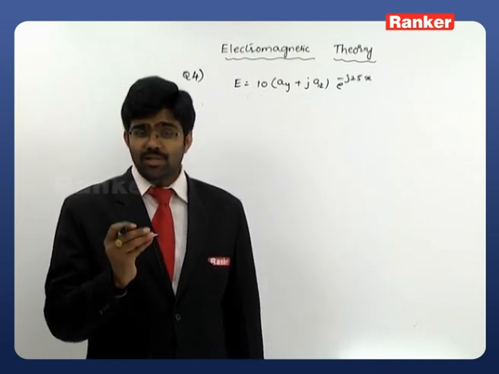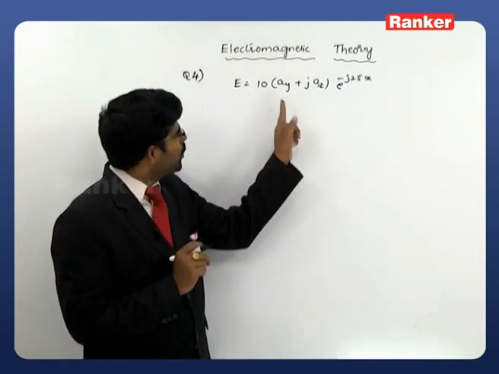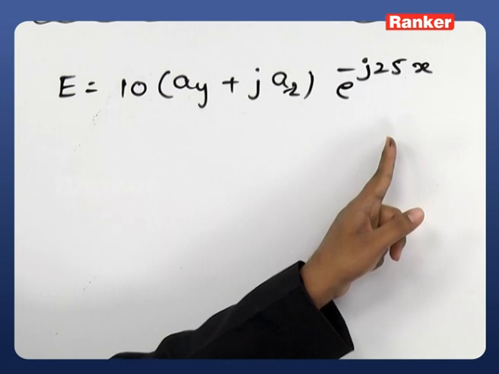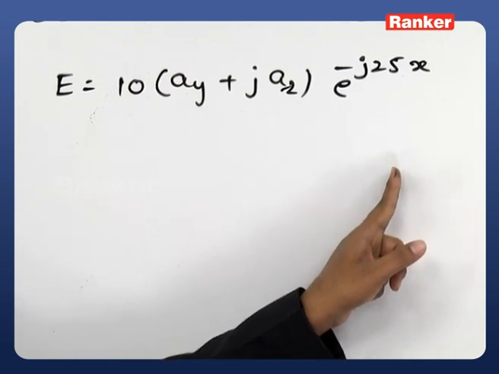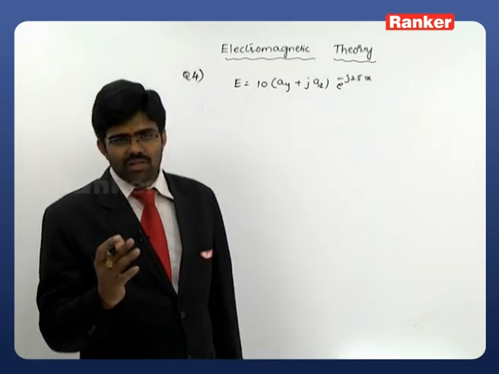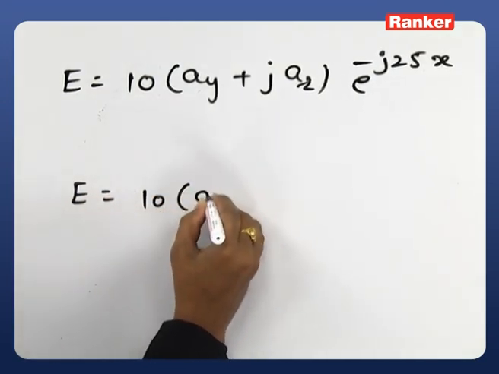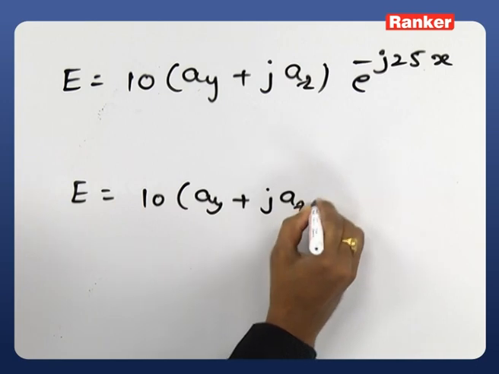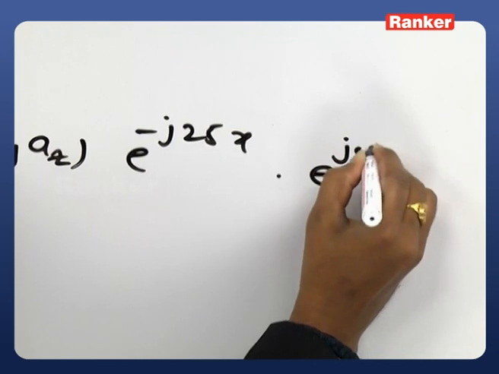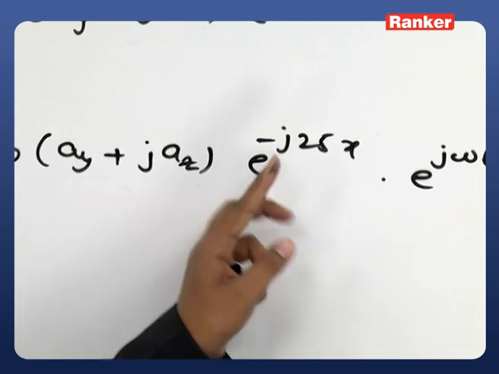Before that, let us examine whether the wave is travelling in positive x direction or not. Clearly observe here the wave equation has no time parameter; the time parameter was suppressed. So what we do is we will try to incorporate the time parameter to get the original wave equation. So E can be written as E equals 10 ay plus j az e power minus j 25x e power j omega t, the suppressed time term added by me for the proper form.